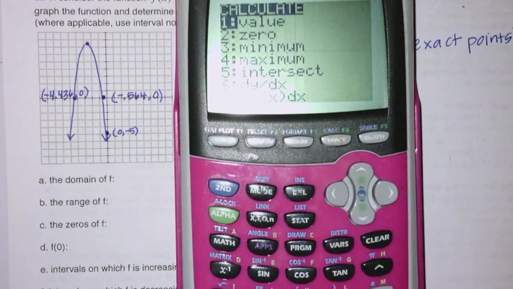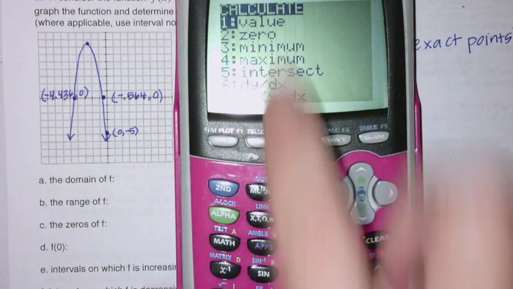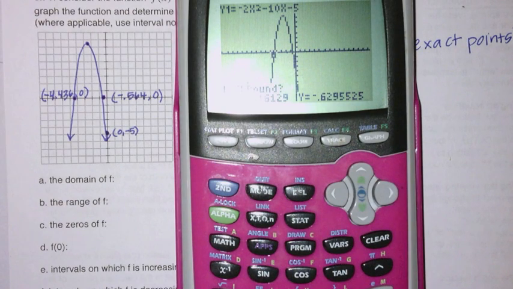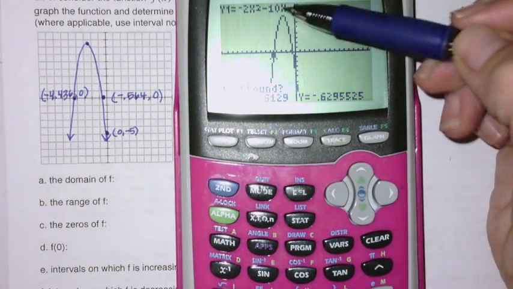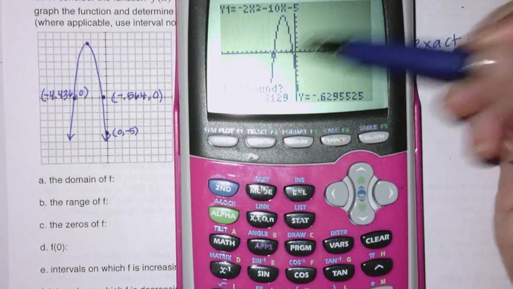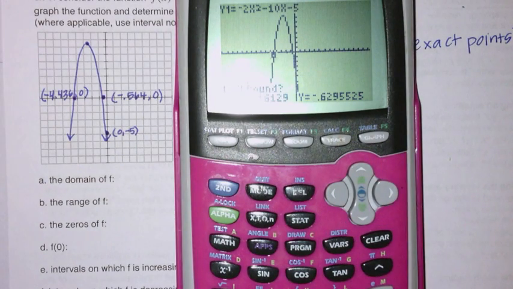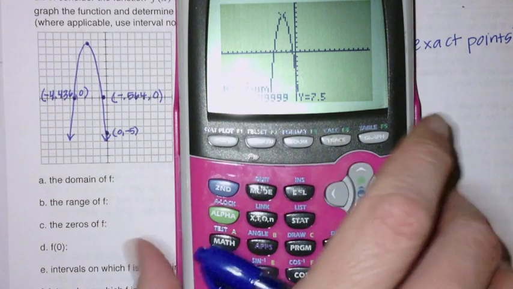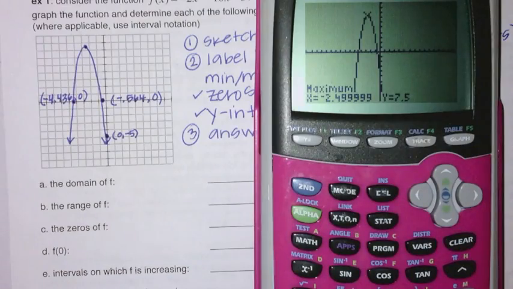So second calc, and it's a maximum, so I'm going to pick number 4. And then you need to pick your left bound and right bound. So an x value just to the left would be like negative 3, and an x value just to the right would be negative 2. And then hit enter and guess, yes please, and there we go. So it's okay for me if you round that right there to negative 2.5.